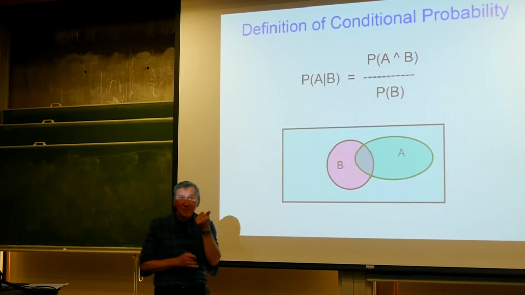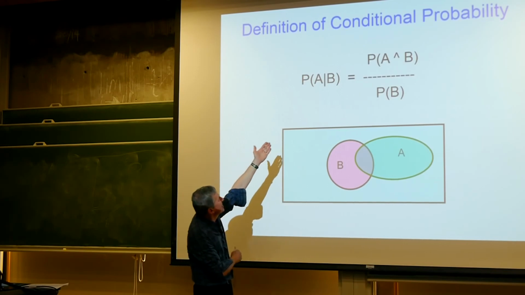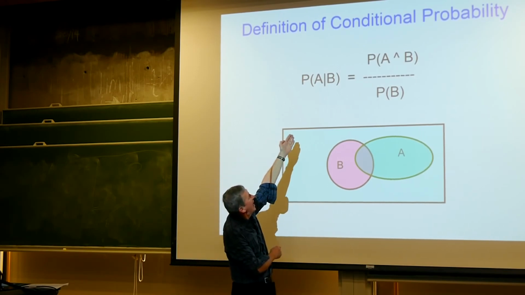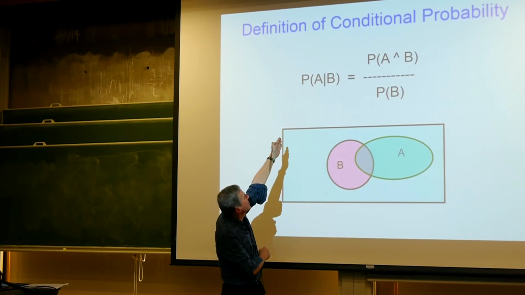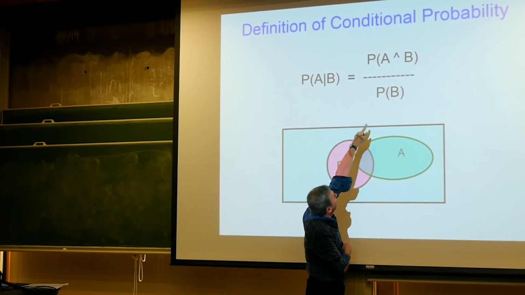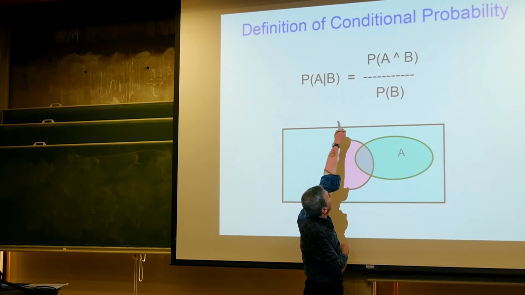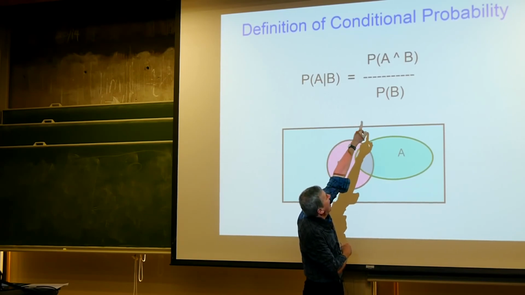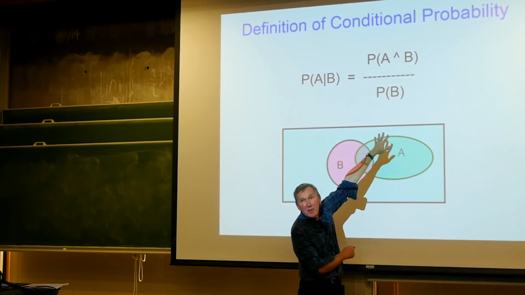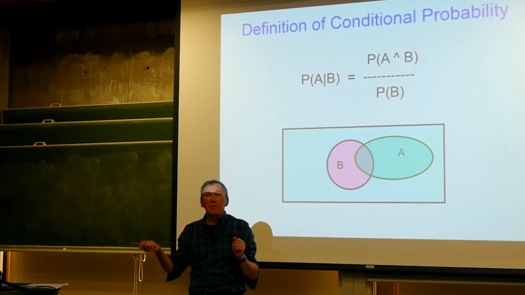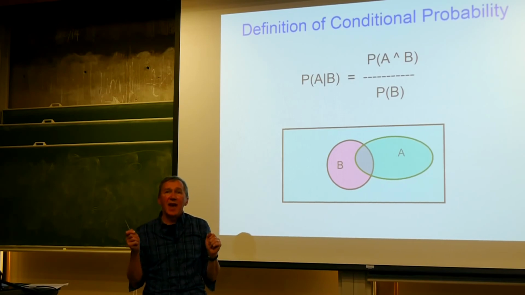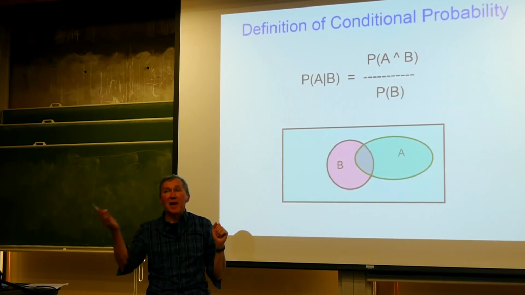Conditional probability. Sometimes I'm interested in what's the probability that A is true given that B is true. Here's the definition: we say that it's the probability that A and B are both true divided by the probability of B. For example, what's the probability that you have blue eyes given that you're female?